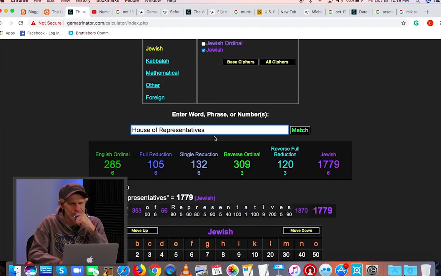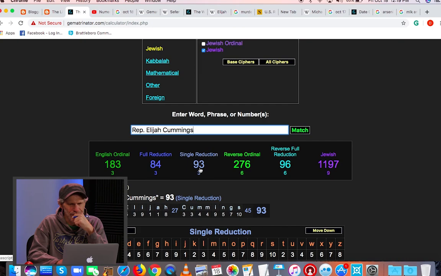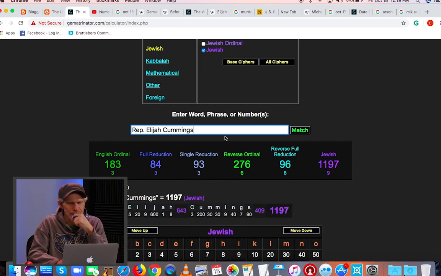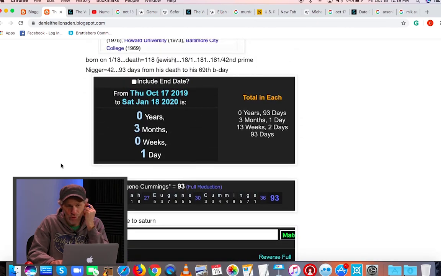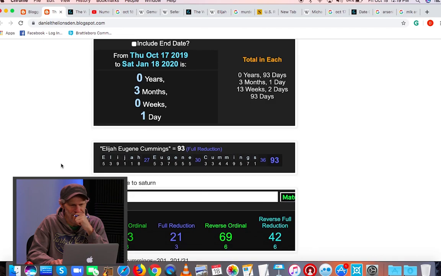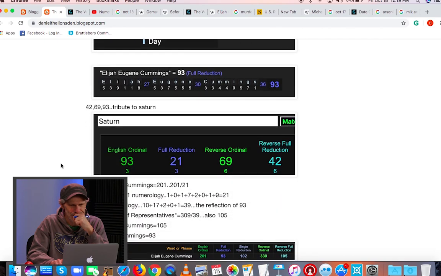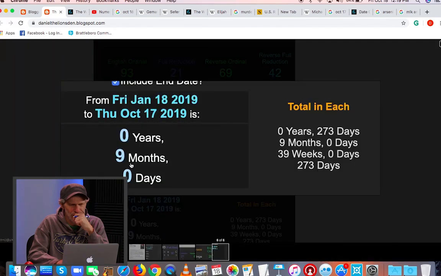Let's do that. 93. See that right there? More 93s for you. Full name 93, died 93 days before his 69th birthday. His full name equals 93. Saturn 93, reflection of 39. Also, if you include the end date and go from his birthday to when he died, it was exactly 39 weeks.